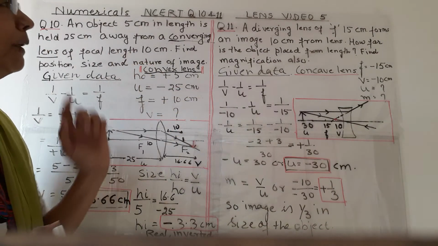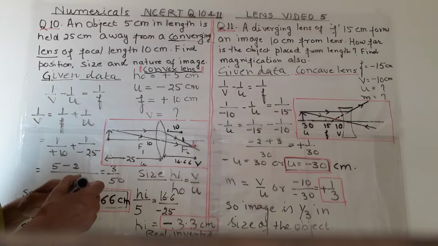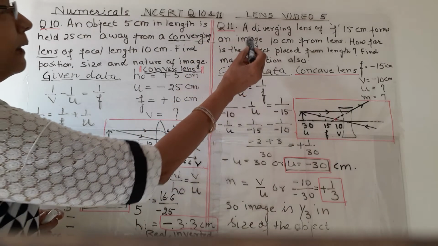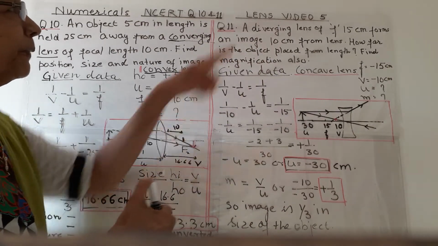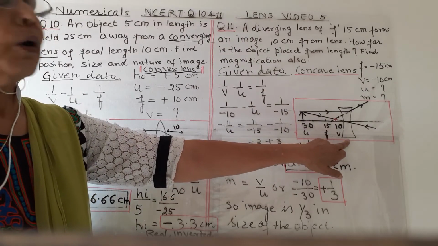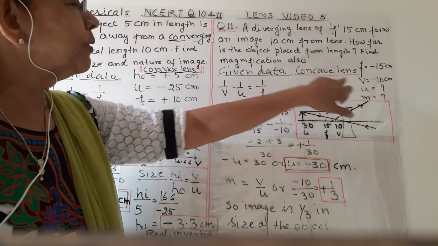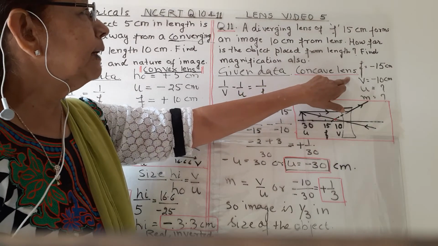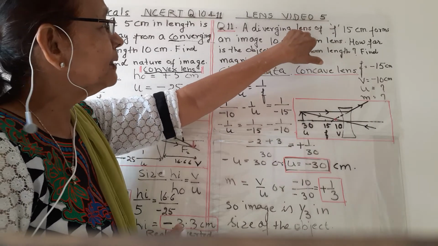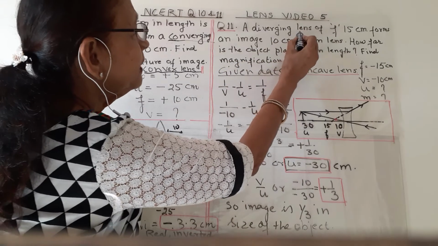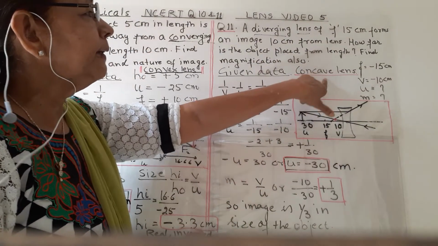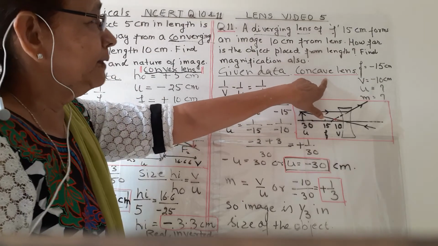Now coming to the next question, 11. It is also from NCERT. First it is written the lens is diverging. We know diverging lenses are concave lenses. So first of all we will write concave lens. First we will read whether it is a lens or mirror. It is a lens. We can underline the word lens and then diverging. When it is written diverging, we will write the lens is a concave lens.